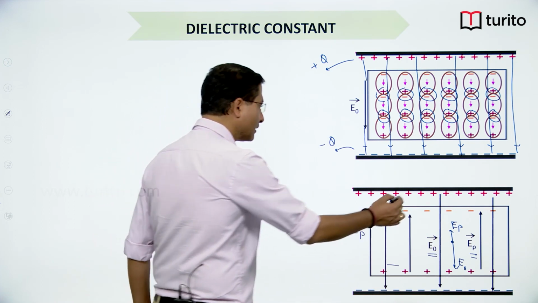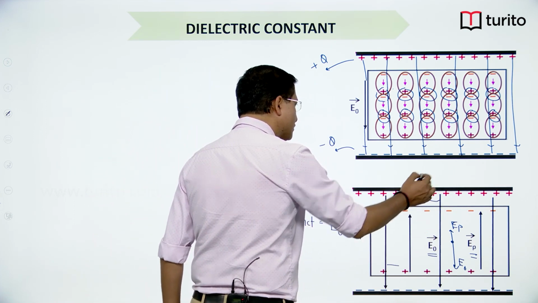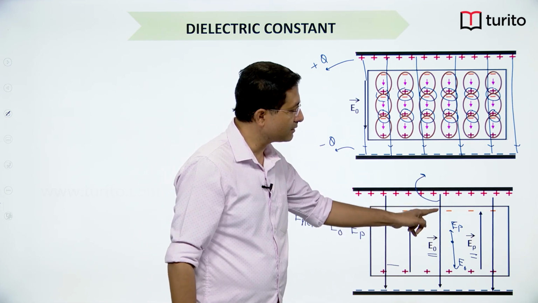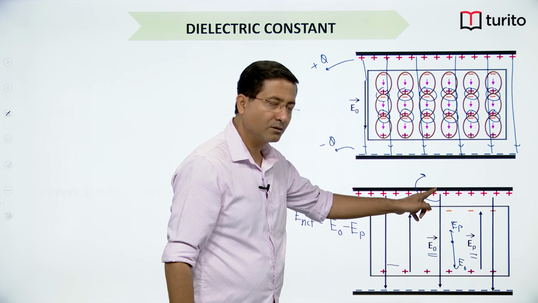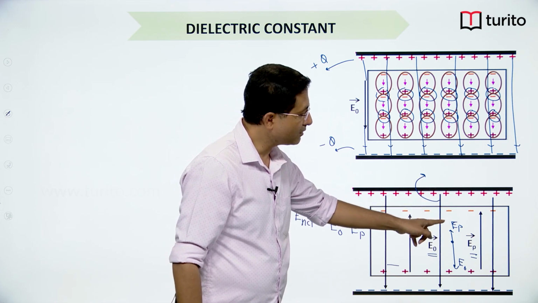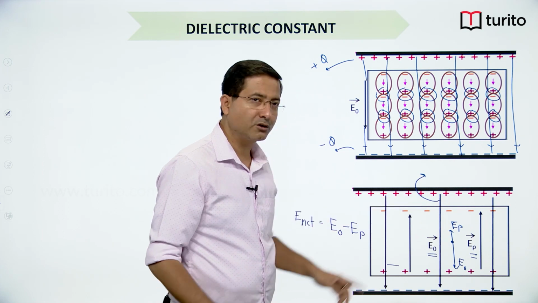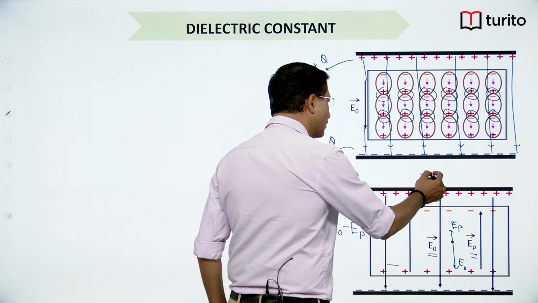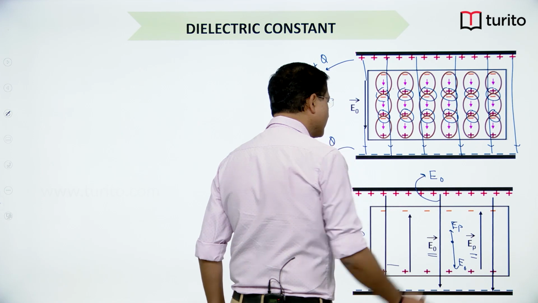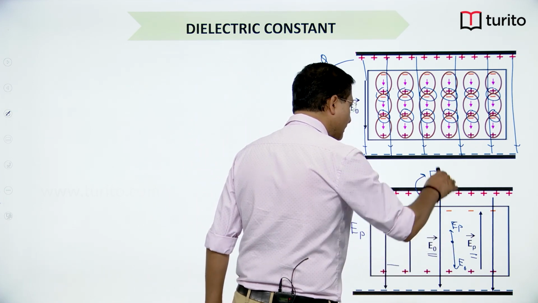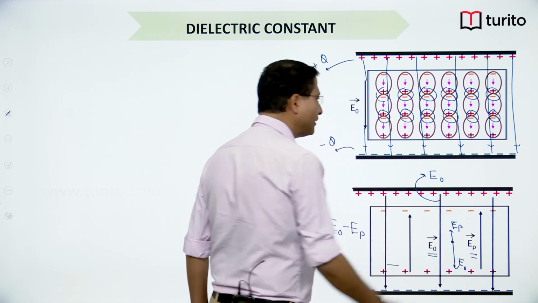Outside the dielectric, if I ask what is the field, this negative charge will produce a field towards it and this positive charge will produce a field away, right. So, there is no effect of this charge on an outside point. So, at the outside point the field will be E naught only. But inside, as you can see, the field will be E naught minus EP, right.